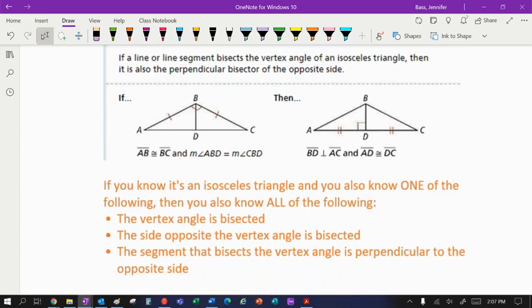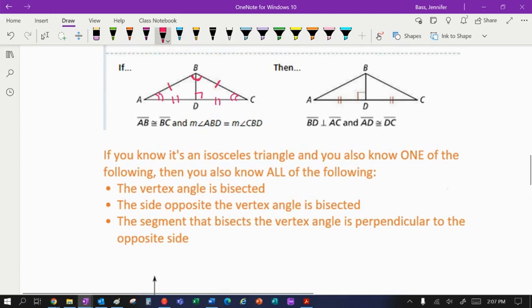Basically, it tells us that if we know any one of these pieces of information, we know everything else. If we know that this angle is bisected and it's an isosceles triangle, then we also know that the opposite side is bisected, and we also know that it's bisected at a right angle. Also, because it's an isosceles triangle, if we know these two sides are congruent, we also know that the base angles are also congruent. So there's tons of information that you can gather just by knowing that it's an isosceles triangle and that that vertex angle is bisected.